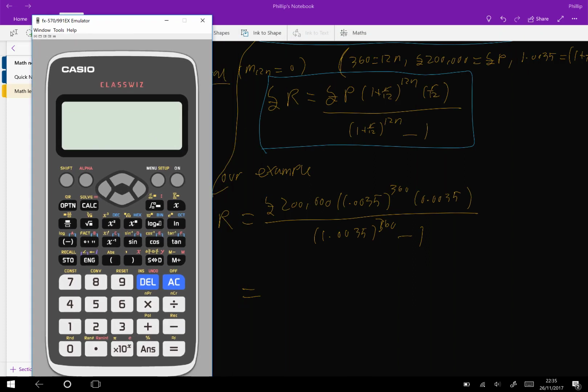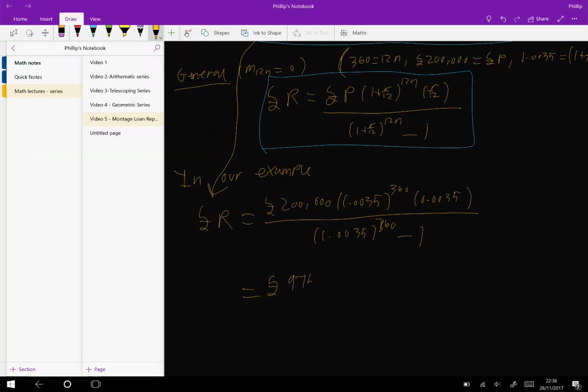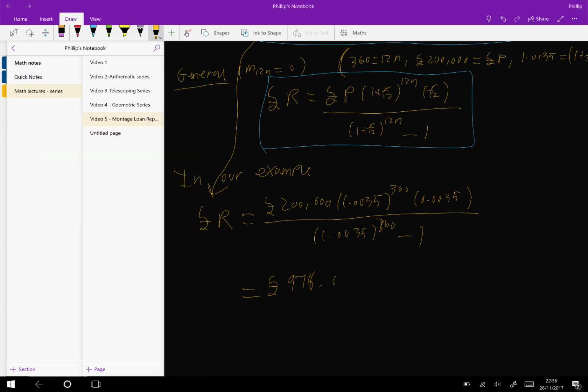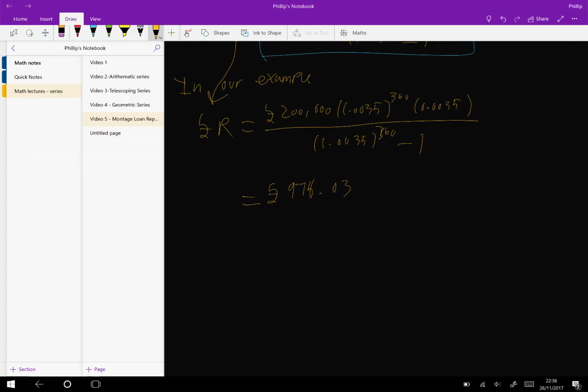So what we're going to do is take £200,000. We're going to multiply by 1.0035 to the 360. Then we're going to multiply by 0.0035. Then we're going to divide by 1.0035 to the 360, take away 1. And we're going to get £978, and, well, we're going to say 3p to be precise, or £978 to the nearest pound.